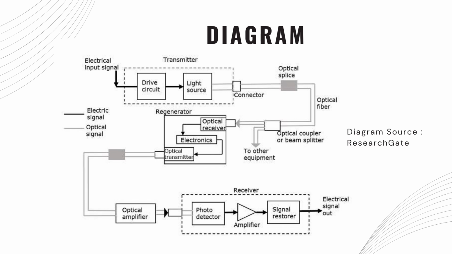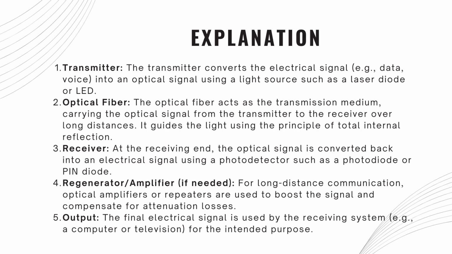Optical fiber. The optical fiber acts as the transmission medium, carrying the optical signal from the transmitter to the receiver over long distances. It guides the light using the principle of total internal reflection. Receiver. At the receiving end, the optical signal is converted back into an electrical signal using a photodetector, such as a photodiode or pin diode. Regenerator or amplifier. If needed for long-distance communication, optical amplifiers or repeaters are used to boost the signal and compensate for attenuation losses. Output. The final electrical signal is used by the receiving system for the intended purpose.